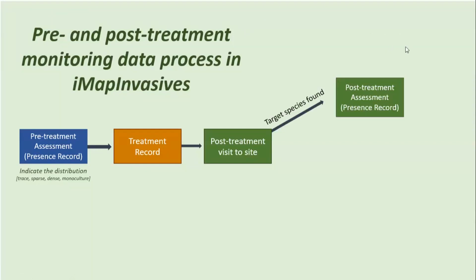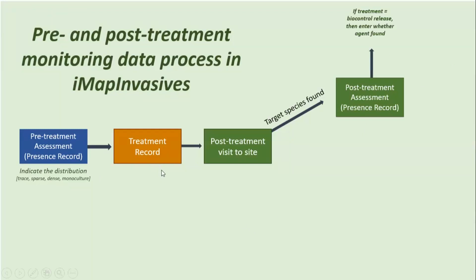So the first scenario is if you come back to the site after you've treated it, you still find that target species there, that target invasive was not completely killed off by that treatment. And so in that case, you enter another presence record, and you go through those same assessments. Next.